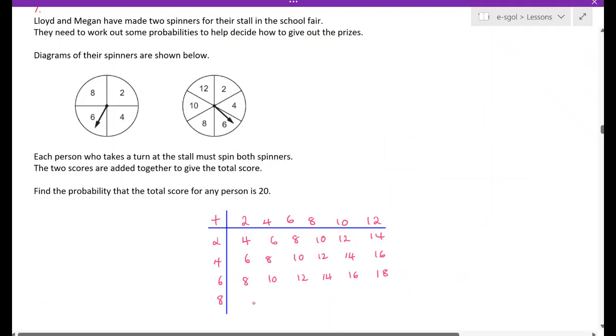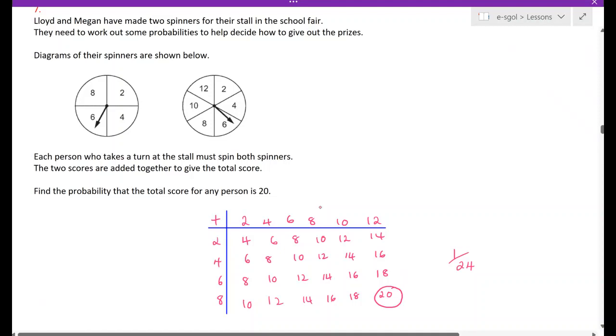And then here I've got 10, 12, 14, 16, 18 and 20. And then looking at these, you can see there's only one way to get 20. And I've got 1, 2, 3, 4, 5, 6, 7, 8, 9, 10, 11, 12, and so on, I've got 24 different possibilities. So the answer to this question is 1 out of 24. And this is one way that I could have answered this question.